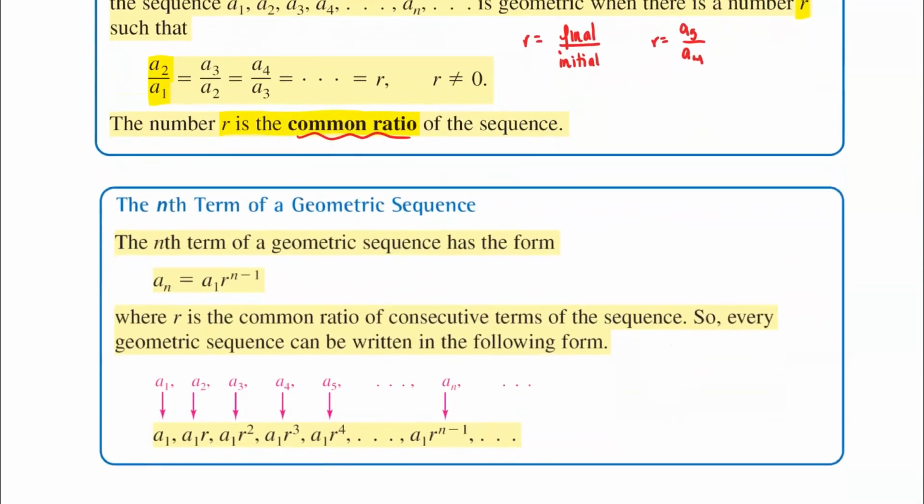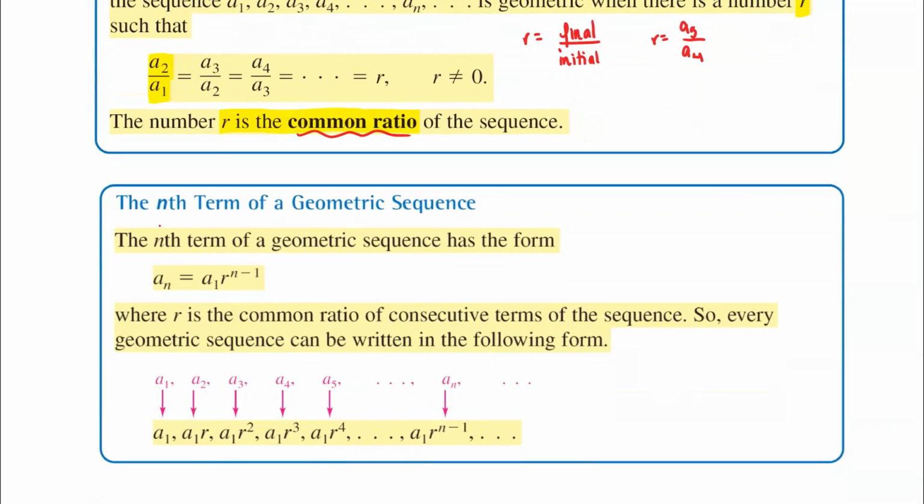The nth term, how do we do the explicit pattern? So that's what it's telling you here. The explicit rule for geometric sequences is a sub n is equal to a sub 1 times r to the n minus 1. And so if we're asked to write out the rule, this is what they're asking for.